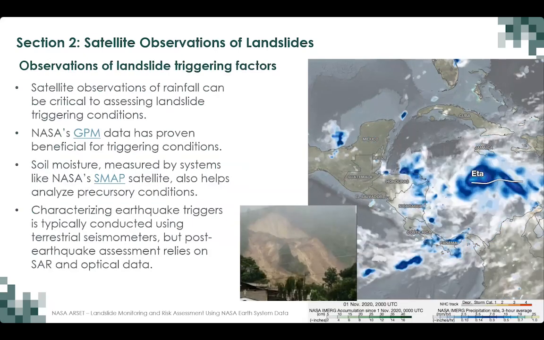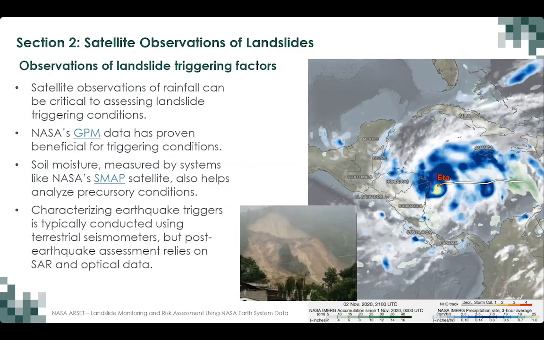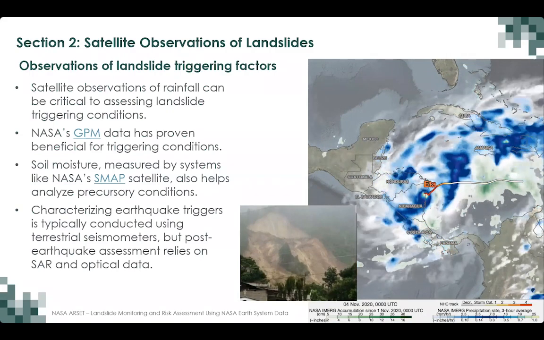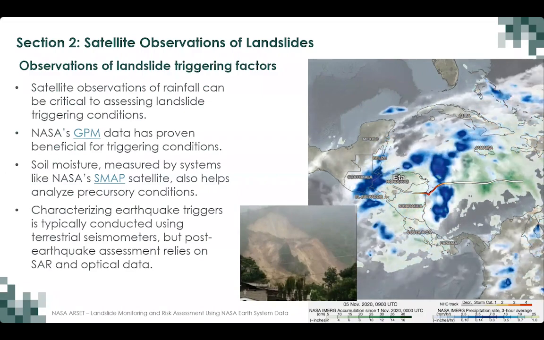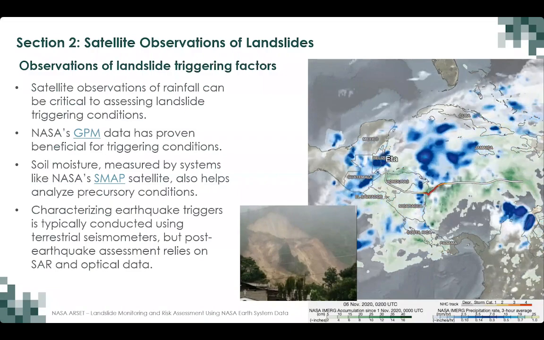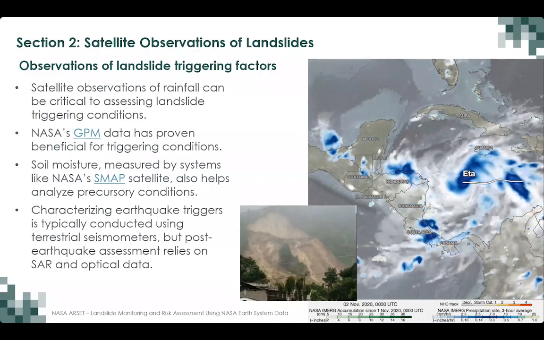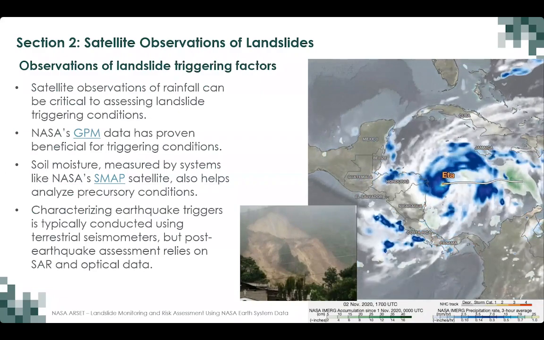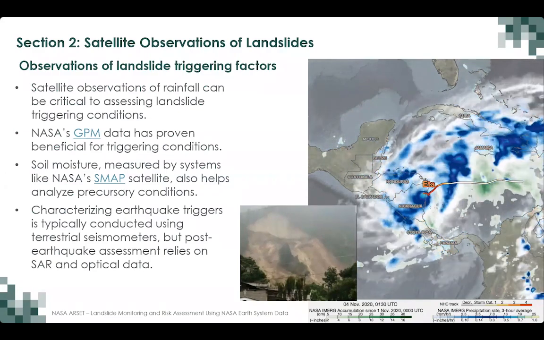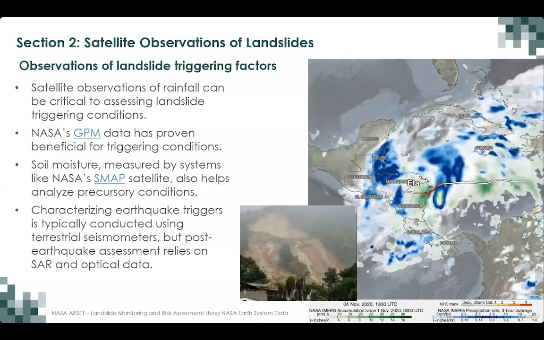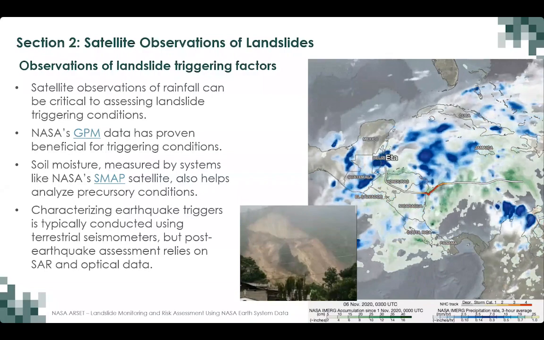We can also think a lot about the triggering factors that lead to landslides and how we can observe those using satellite data. As we mentioned, rainfall is one of the most important factors for triggering landslides. For many years, NASA has observed rainfall from orbit using the GPM, or Global Precipitation Measurement Mission. And this has been extremely beneficial for science that we'll talk about in part 3 of this training course, to understand where landslides have occurred or are likely to occur as a result of extreme rainfall.